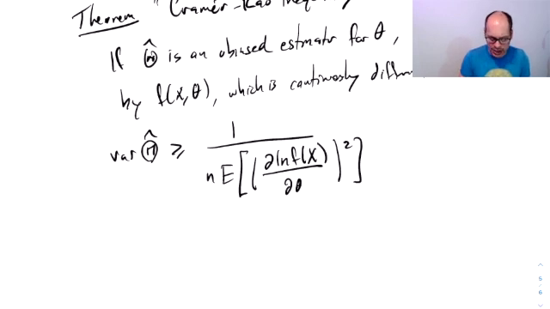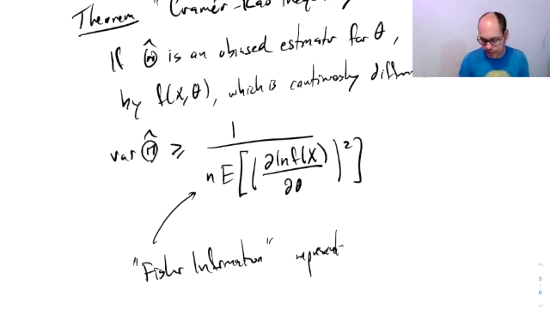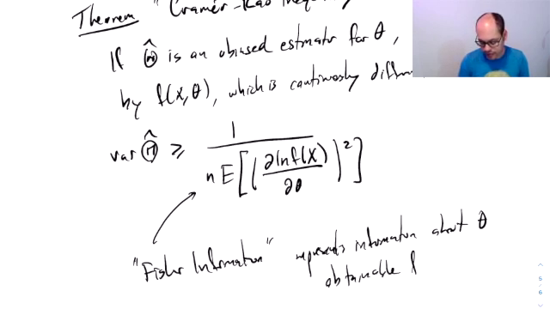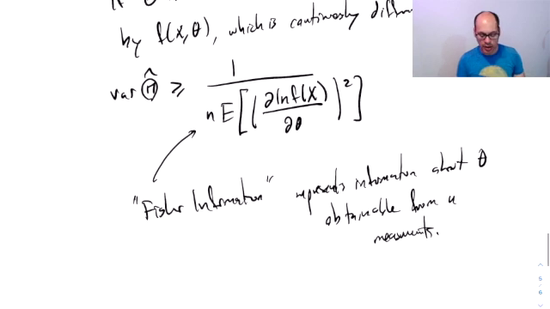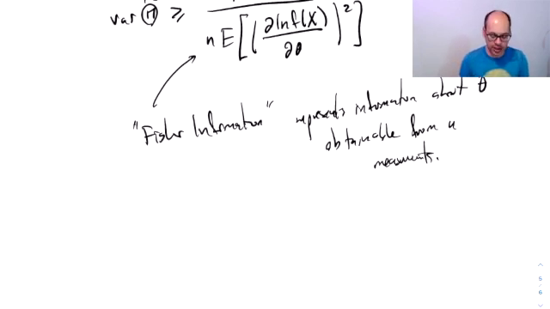But yeah, so what's the idea here? This denominator is called the Fisher Information. And it's supposed to represent the possible information about theta obtainable from n measurements. And so let me just say a little bit, kind of motivationally, about why taking the derivative of something like this with respect to theta has something to do with how much information is contained in your measurement. Okay, so this is just very motivational for a moment.